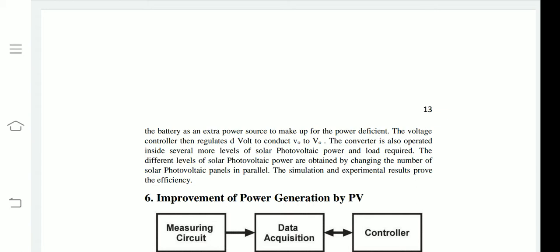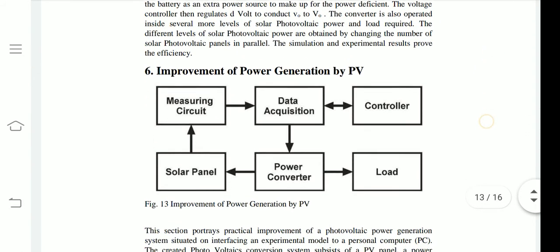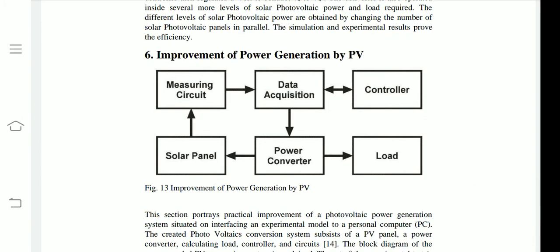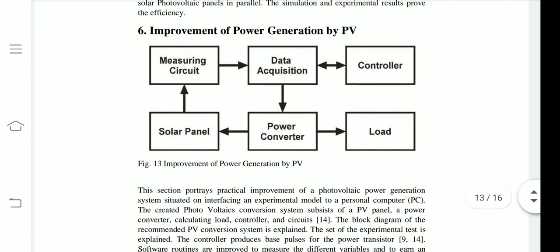Now, improvement of power generation by photovoltaics. This section portrays practical improvement of a photovoltaic power generation system based on interfacing an experimental model to a personal computer. The created photovoltaic conversion system consists of a PV channel and a power converter, calculating load, controller and circuits.